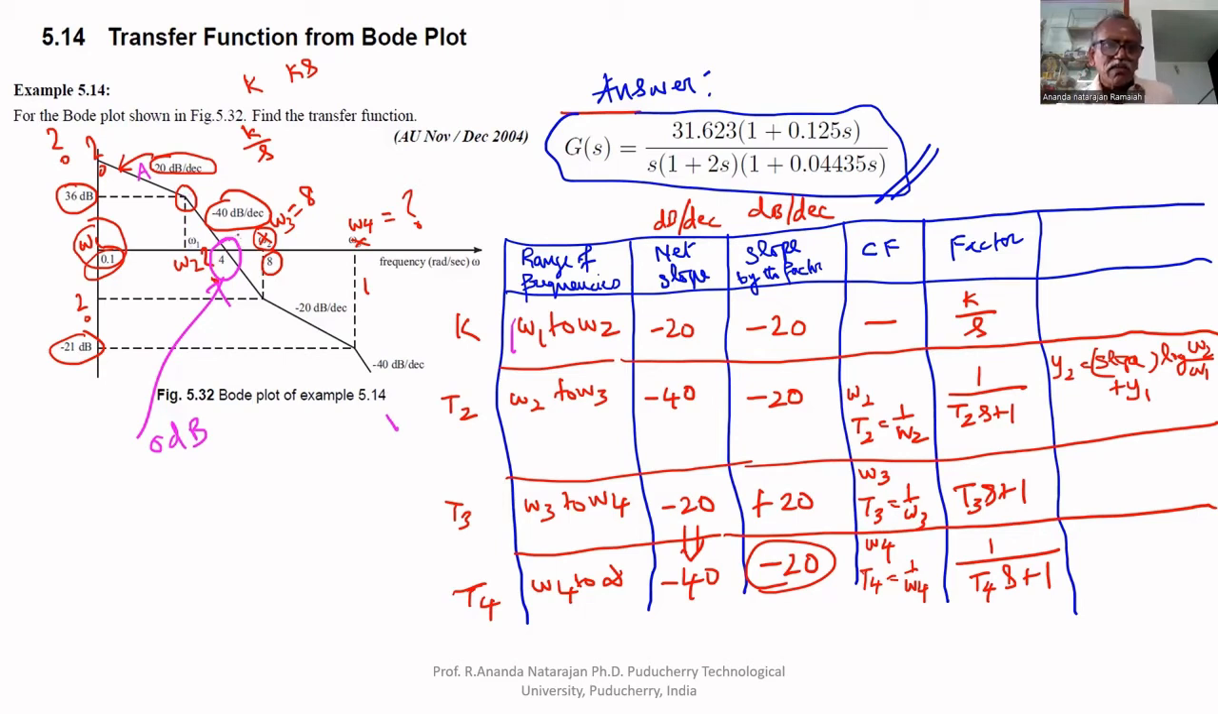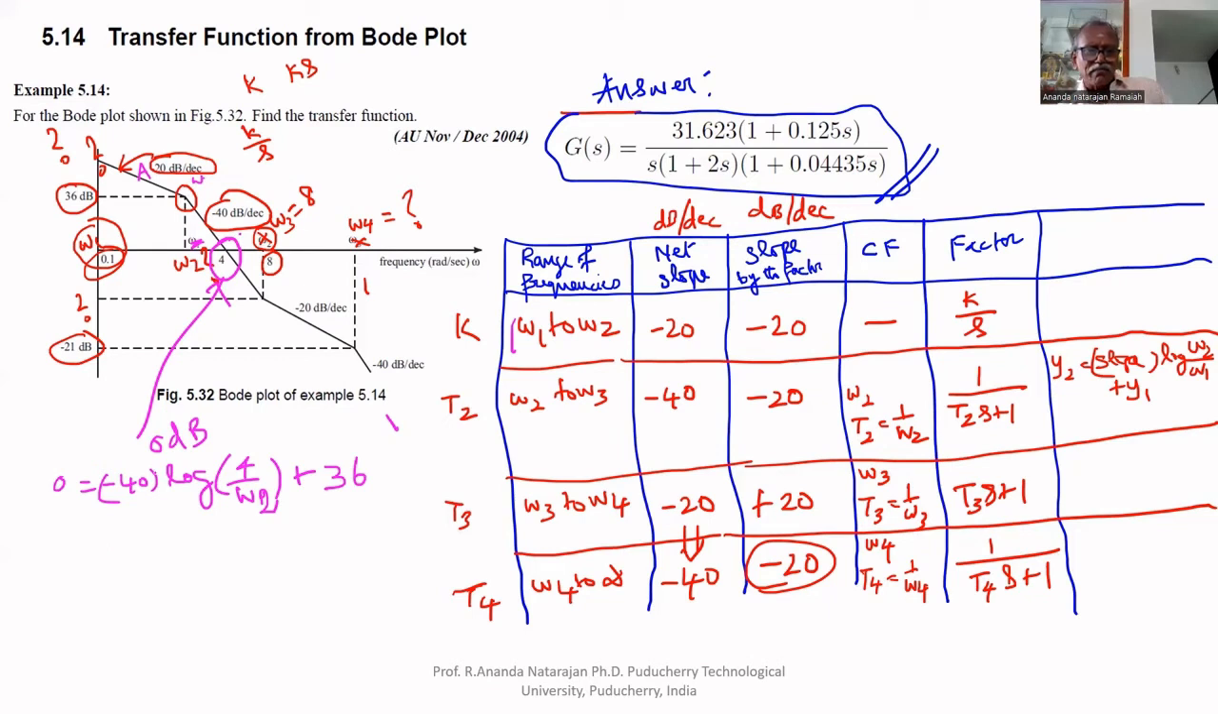So suppose this is omega 1, this is omega 2, like that if you think. So y2 equal to 0. 0 equal to slope. What is the slope here of this line? Minus 40. Log omega 2 is 4. Omega 1 we do not know. 4 by omega 2. At this point we know, but here the frequency is omega 2, plus y1. What is the magnitude here? 36. That we know.